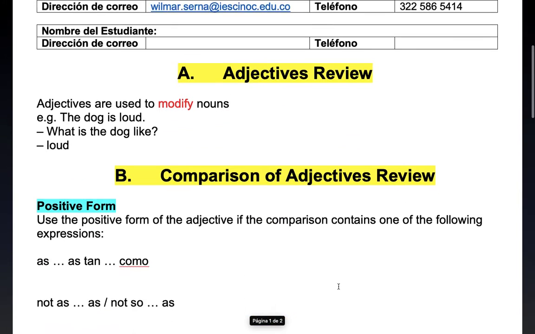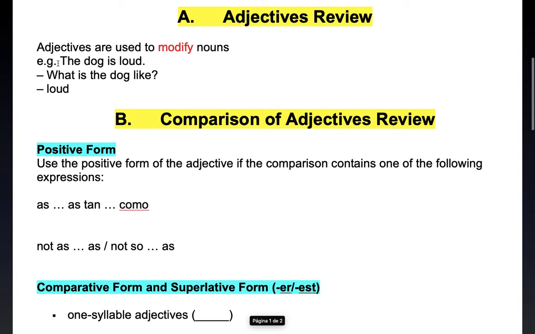Okay, so first, adjectives. What is an adjective? An adjective is used to modify nouns. Un adjetivo es usado para modificar sustantivos o objetos o cosas. Okay, very simple. For example, the dog is loud. The dog is the subject. El perro es el sujeto, or the noun, o el sustantivo.